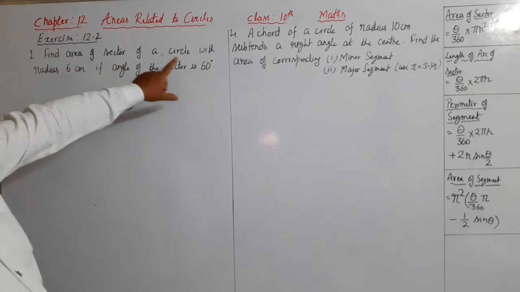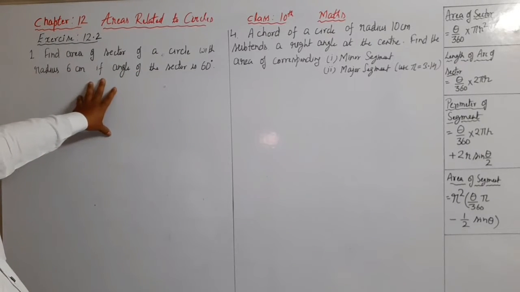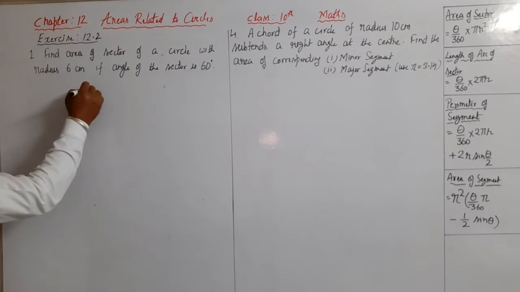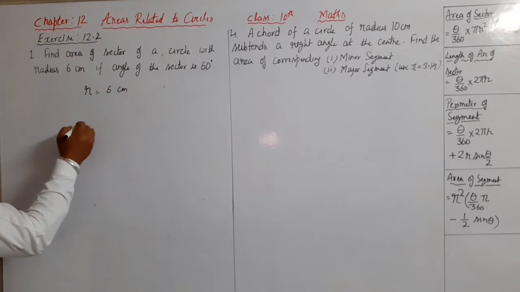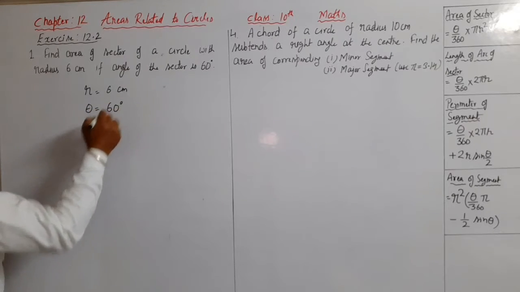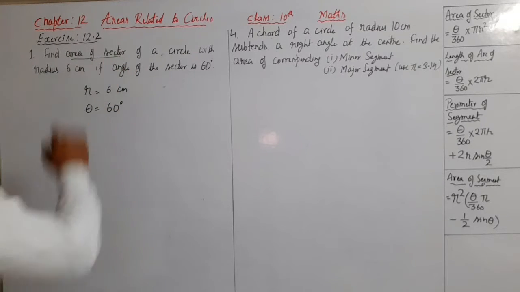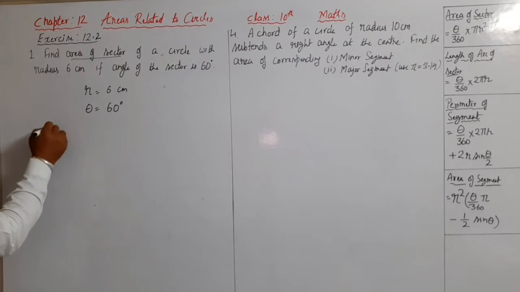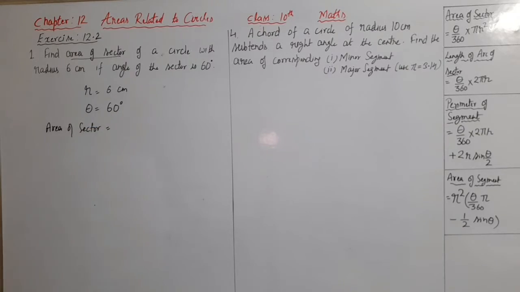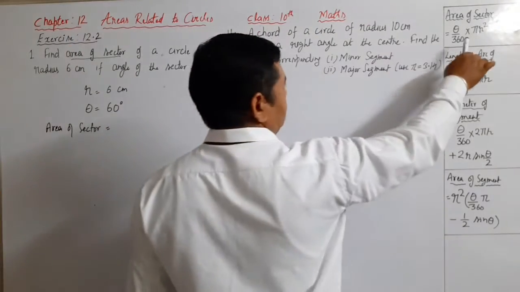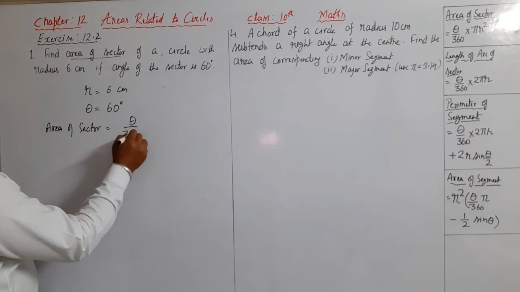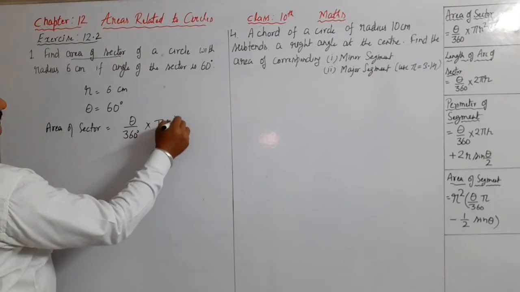Find area of sector of a circle with radius 6 centimeter if the angle of the sector is 60 degree. So radius of the circle R is equal to 6 centimeter and angle of the sector theta here is 60 degree. As we have to find the area of sector, the formula of area of sector is theta upon 360 into pi r square.